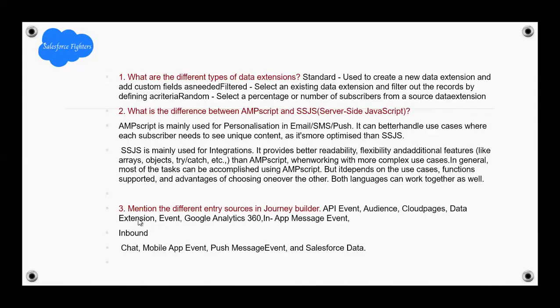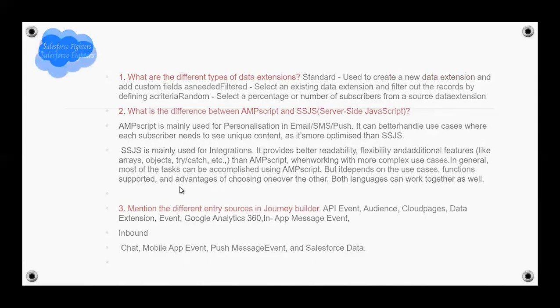Next question: Mention the different entry sources in Journey Builder. API event, audience, cloud page data extension event, Google Analytics 360, in-app message event, inbound chat, mobile app event, push manager message event, and Salesforce data. Next question.